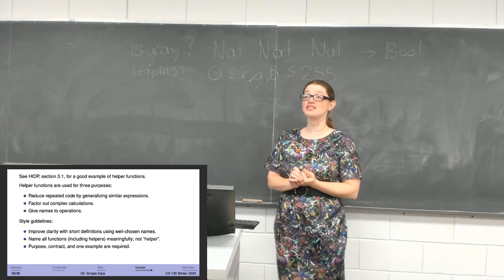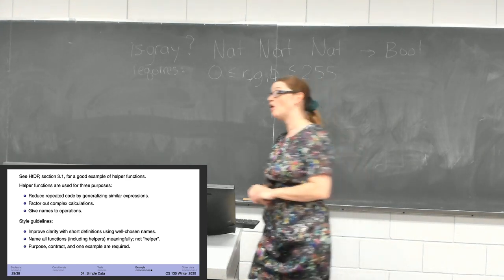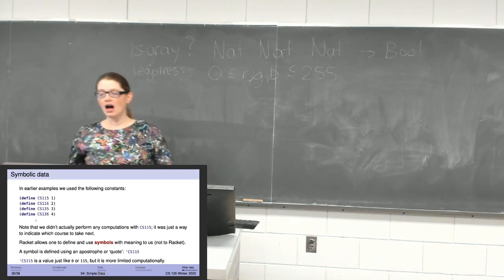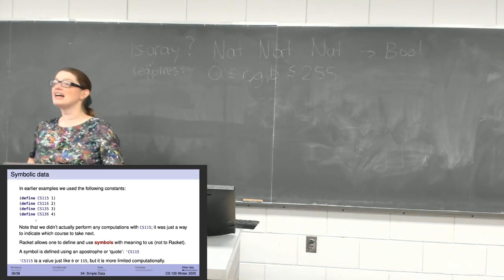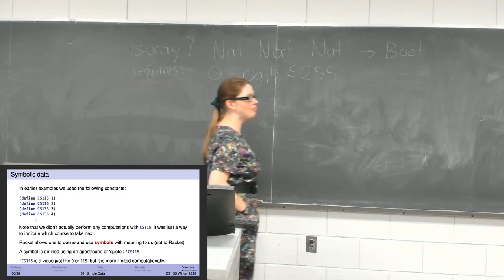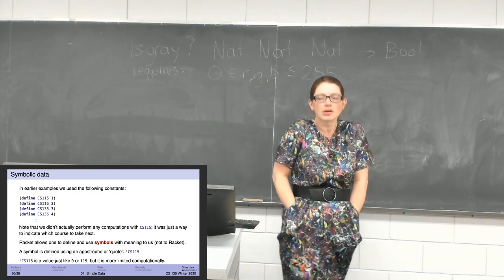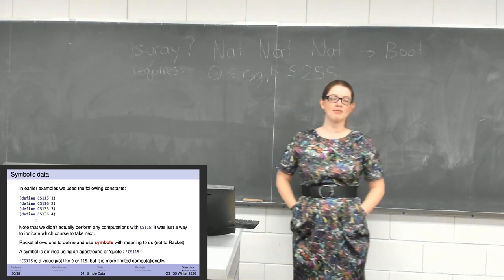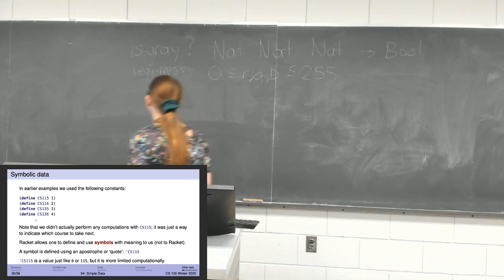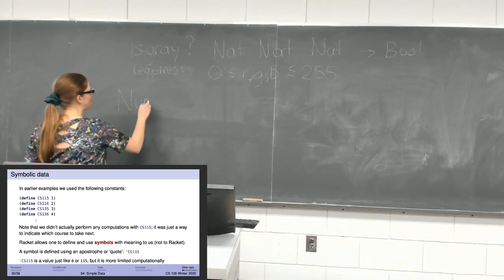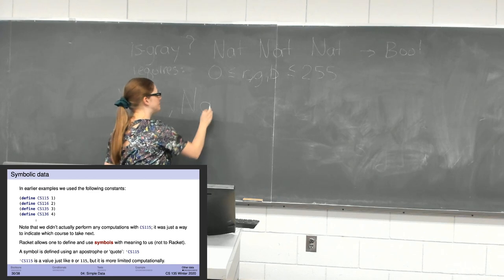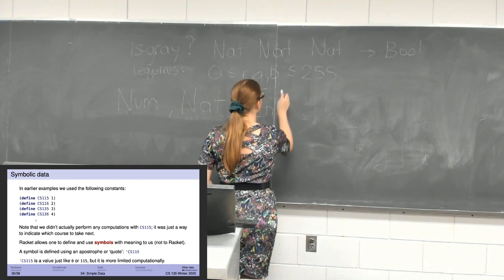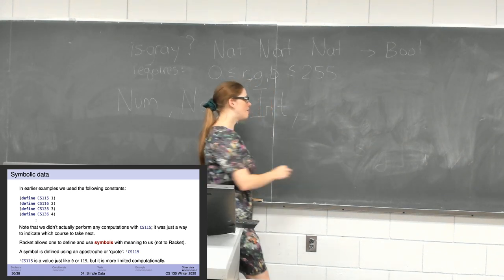All right, any other questions? All right. So to end off this particular module, I want to talk about some different data types. So we've already talked about numbers. That's fairly straightforward. Everybody knows what a number is. And we also have the data type Boolean, which just is true or false in Racket. So you've got the following types now. You've got num, you've got nat, and you've got int, and we also have bool.